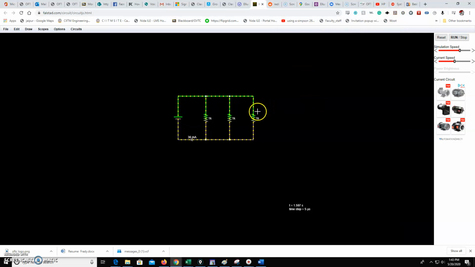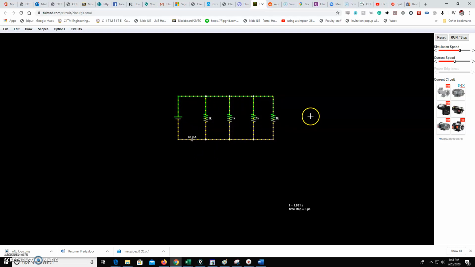Now, unlike series, where when we add more resistors, current goes down because we're increasing resistance, as we add resistance here, current's going to go up because we're decreasing resistance. So I'm going to prove that by drawing in another resistor out here. Gotta add our wires. And there we go, current goes up because our overall resistance is lower.